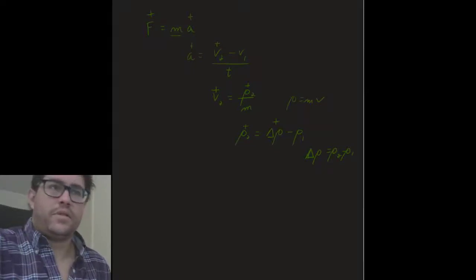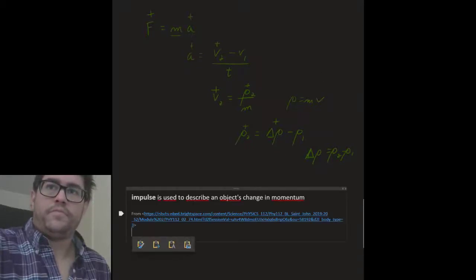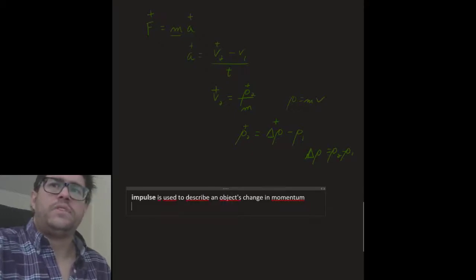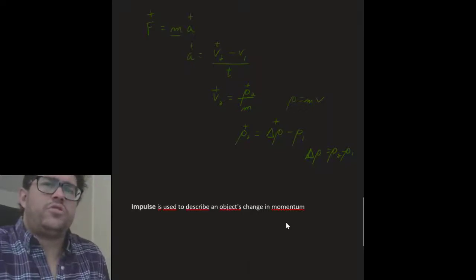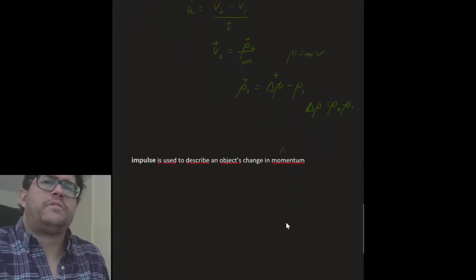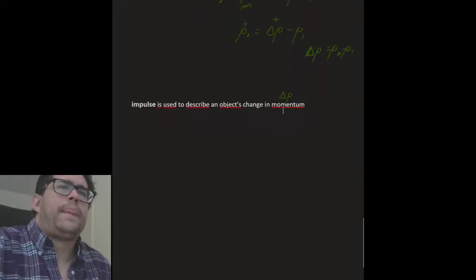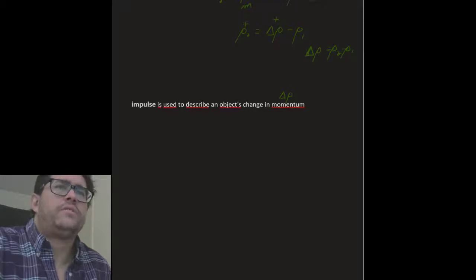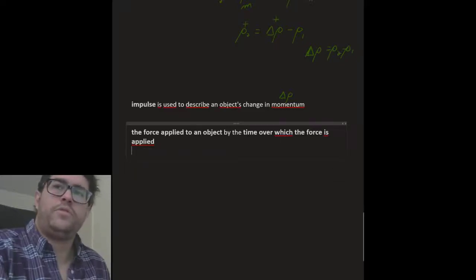Impulse. Let's get into it. Impulse is used to describe an object's change in momentum. The impulse is the change in that. What is that change? Change in momentum. This, right? Interesting. The impulse can be calculated by multiplying the force applied to an object by the time over which the force is applied. There's like two definitions for impulse. That's interesting, and we'll look into it.